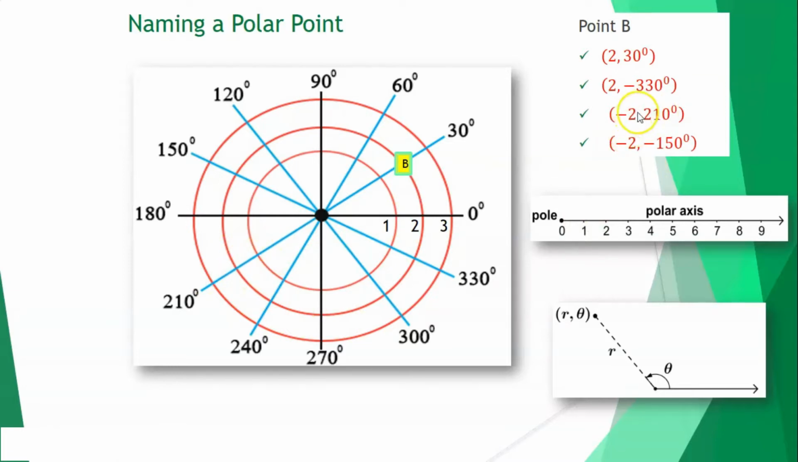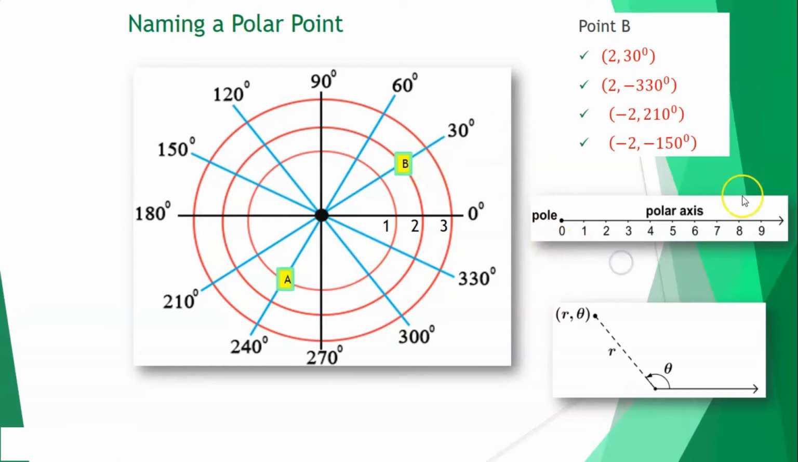So take note, if the radius is negative, you have to go to the opposite angle. That is why if I have a point here but the radius is negative, it actually refers to the opposite quadrant. So that's why (negative 2, 210) is actually referring to point B. So take note of that.